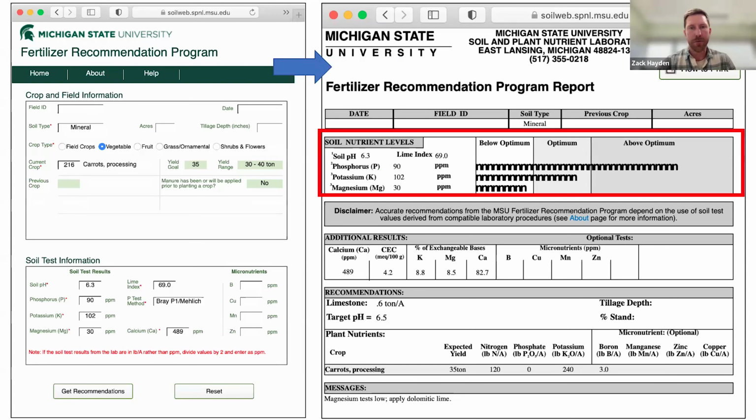And many of you are probably familiar with soil test reports. So you've got your results here, soil pH, and then we're going to have our macronutrients, especially phosphorus and potassium, whether you're in that below to above optimum range. And then you're going to get your MSU recommendations specific to that crop. So in this case, we'll see that we had pretty high phosphorus. That's pretty common. And our phosphorus recommendation is actually 0 for this specific soil test.